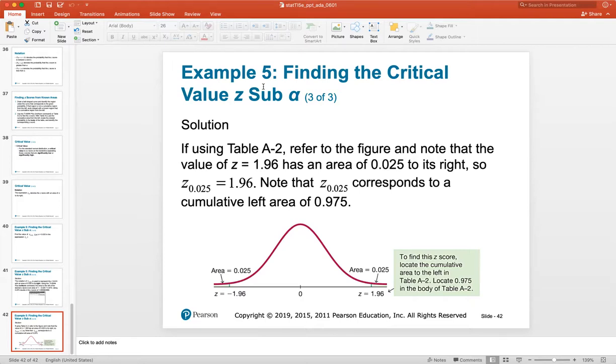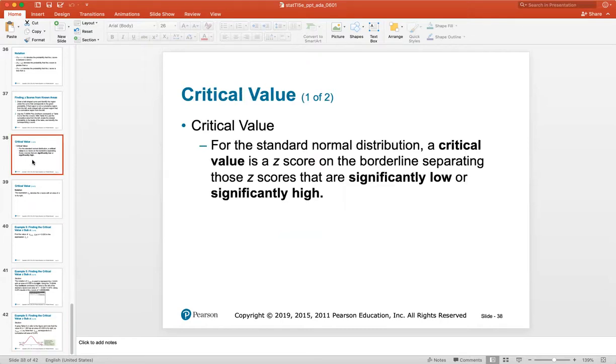And then to find the critical value, what is it? The z-score on the borderline separating those z-scores that are significantly low and significantly high. So we use inverse norm. We can find the z-score corresponding to the area given in problems. So let me stop here, and next time I'll cover the next section, 6.2.